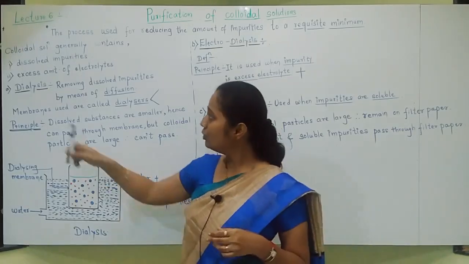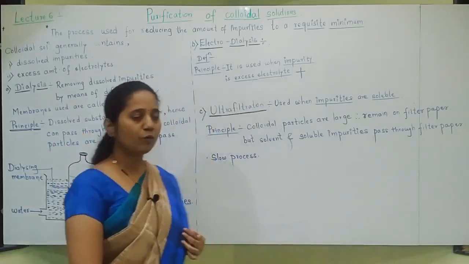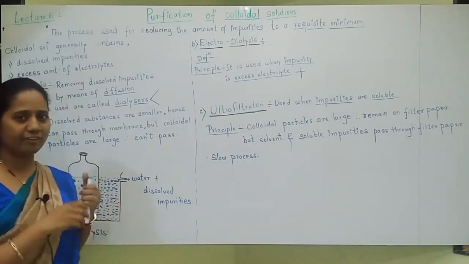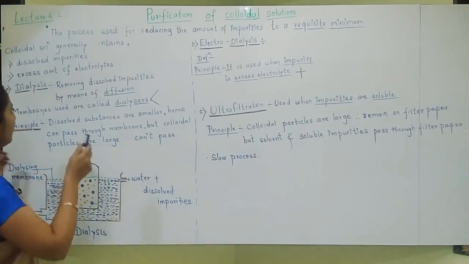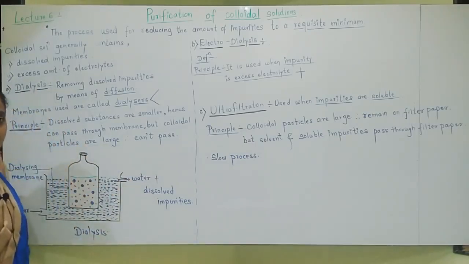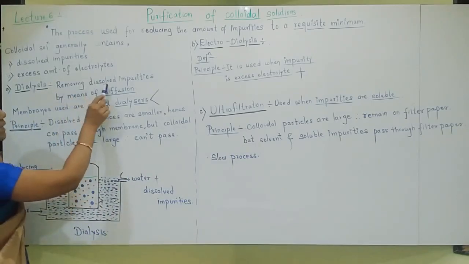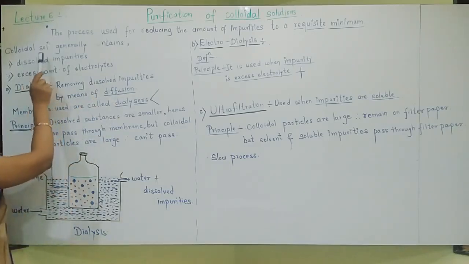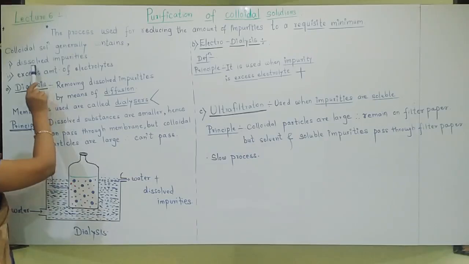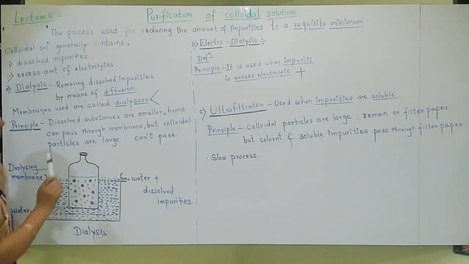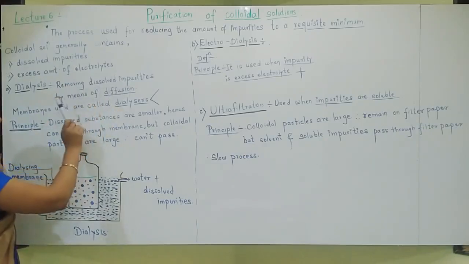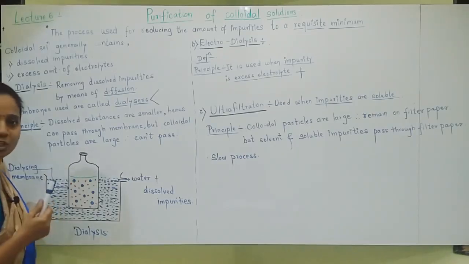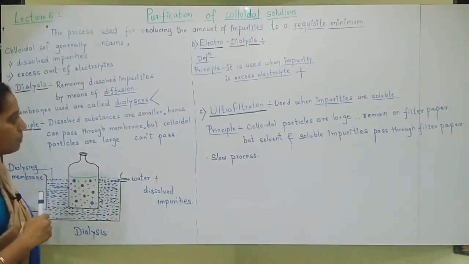Okay, so let us start with dialysis. What is the very important thing about dialysis? Students, 2 marks questions will be asked. Don't write any vague explanation, be very specific. Dialysis method is specially used for removing dissolved impurities, not for excess electrolyte. I told you that two things will be there; out of that, for dissolved impurities, the dialysis method is used, by means of diffusion. The principle of dialysis is diffusion through the membrane, which is animal membrane or parchment paper.